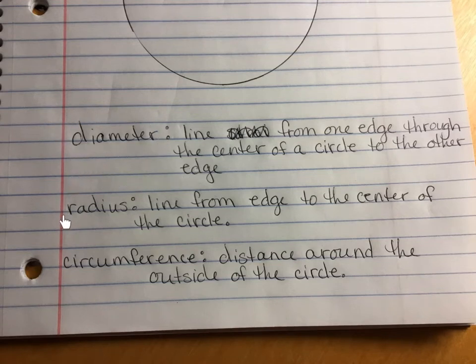And then we have the word radius, a line from the edge to the center of the circle. And I'll show you what that is here in just a little bit. Say the word radius. And then back to that really interesting word that's associated with circles. It's called a circumference. And a circumference is the distance around the outside of the circle. And I'll show you what that means here in just a little bit.